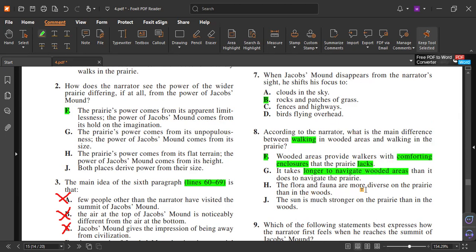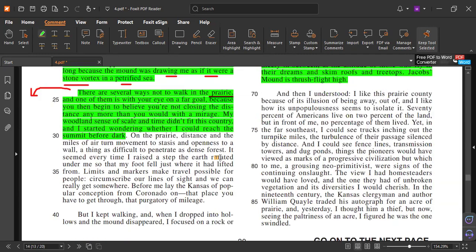Or the flora and fauna are more diverse. Or the sun is stronger. This is the main idea. Check it until you find it. It's comprehension.